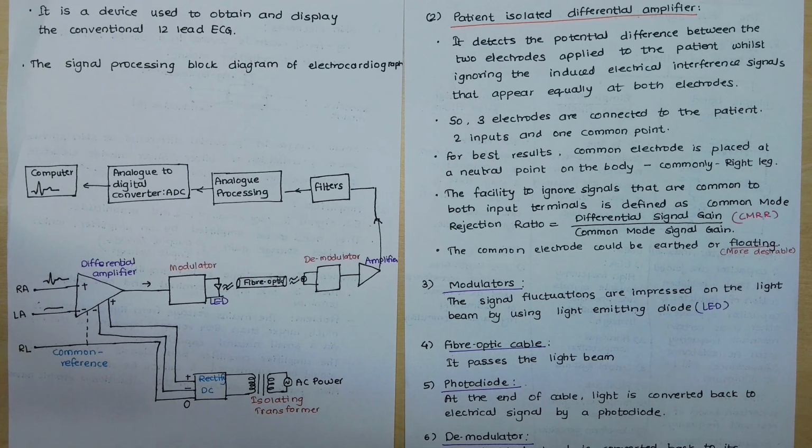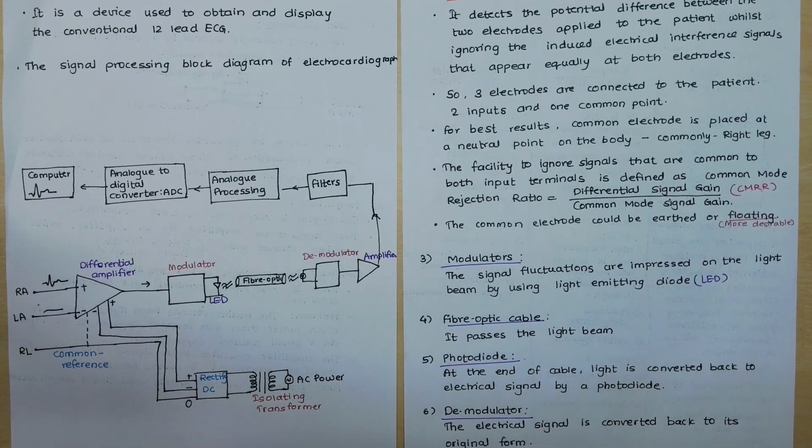The third component of the electrocardiograph is the modulator. The signal fluctuations are impressed on the light beam by using a light emitting diode. Then fiber optic cable. It passes the beam of light. Photodiode. At the end of the cable, the light is converted back to an electrical signal by a photodiode.